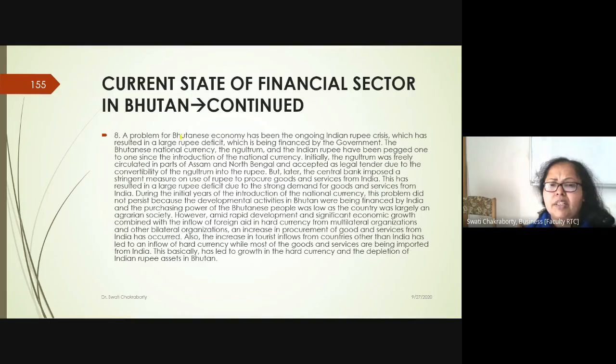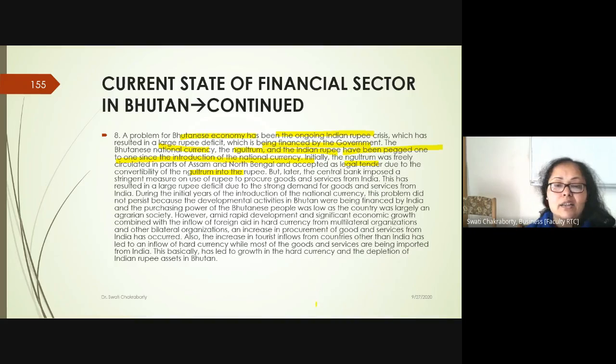A problem for the Bhutanese economy has been the ongoing, we know this, Indian rupee crisis, which has resulted in a large rupee deficit, which has been financed by the government. The Bhutanese national currency, the ngultrum, and the Indian currency have been pegged 1-to-1 since the introduction of the national currency. Initially, ngultrum was freely circulated in some parts of Orissa and North Bengal, accepted as legal tender due to the convertibility of ngultrum into rupee.